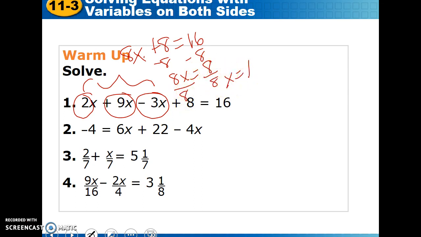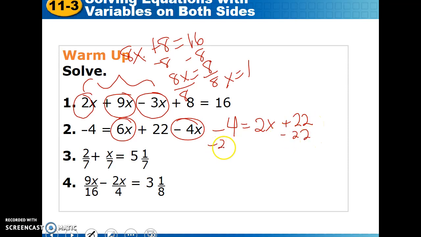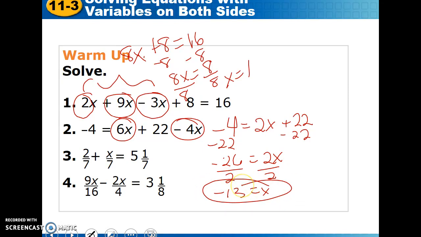For number 2 here, it's the same thing, combining like terms. You have a 6x and a negative 4x. So we're not using the negative 4. 6x minus 4x is just 2x plus 22. And again, solve like normal, starting with addition or subtraction. Minus that 22, I'm left with negative 26 equals 2x. Divide by 2, divide by 2. I've got negative 13 equals x. So for number 2, you should have gotten negative 13.